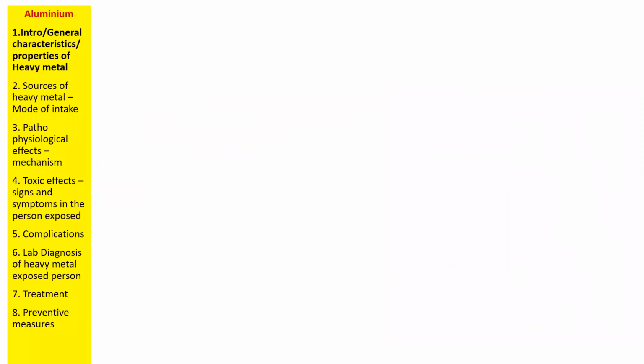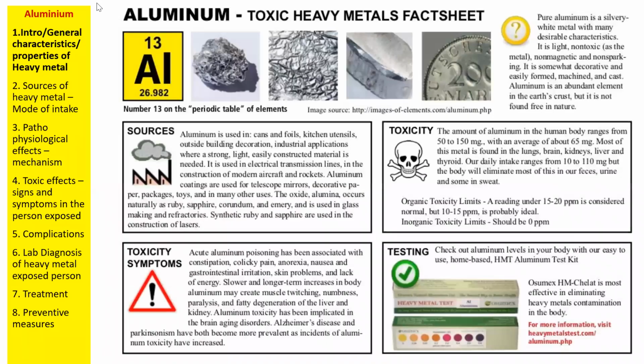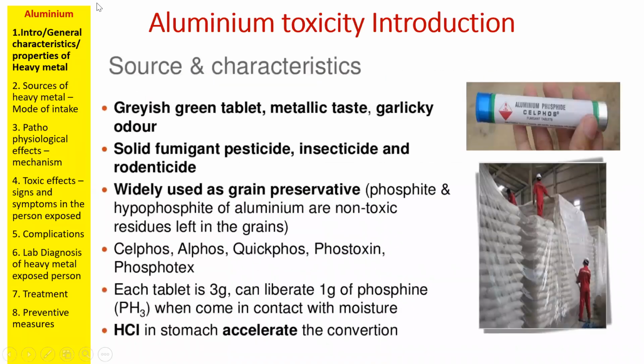As I stated, we are going to generalize any metal into these 8 points. So let us see its introduction. Aluminum is a grayish green tablet, usually. Aluminum is used in dissolved form in agriculture. We purposefully combine aluminum with phosphide, as aluminum phosphide, and use it as a potent pesticide.